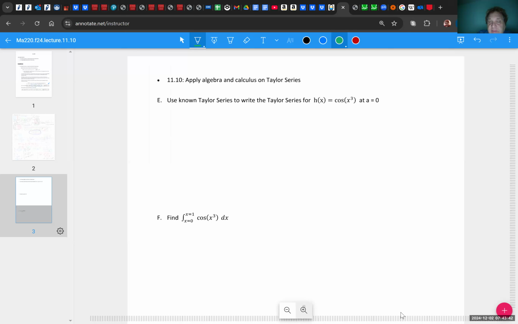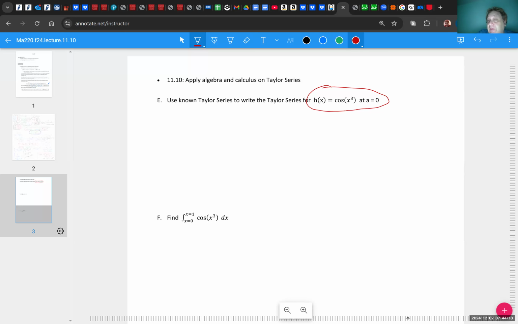So we're going to do a few examples of this. So the first example is: use known Taylor series to write the Taylor series for this function here, h of x, centered at 0. So remember, the idea is to write a polynomial that is the same as this cosine x cubed function. Now, cosine x cubed is a combination of two functions. It's a combination of the cosine function and an x cubed function. Mathematically, we call this the composition of functions, right? The composition of those two.